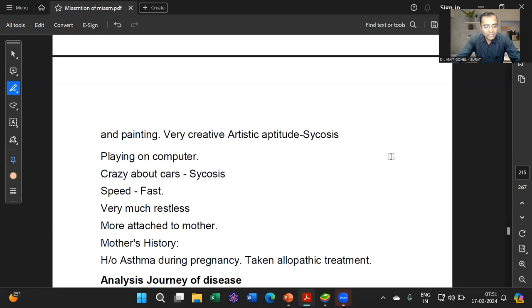Speech is very fast, very much restless, more attached to the mother, and the mother's history: asthma during pregnancy, took allopathic treatment. So you have read about this. We have read about this case. So out of this, what are the psoric symptoms, what are the psychotic symptoms, and what are the syphilitic symptoms we have to come into the case? So how to analyze the case?